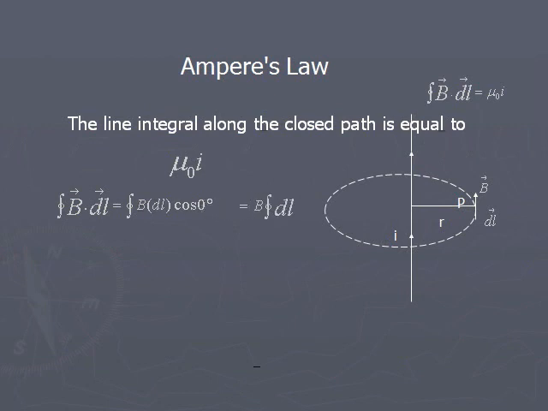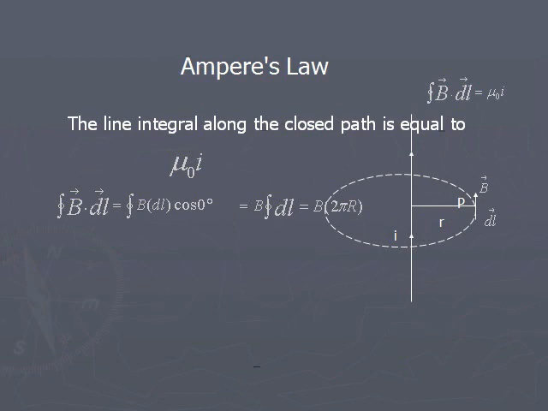So the integral of B bar dot dl bar is equal to the integral of B dl cos 0, because dl bar and B bar will be along the same direction. B bar is tangential to dl bar, and dl bar will be almost tangential at a point, hence the angle between them is 0. So B dl cos 0 is equal to B dl. But B is a constant. At the same distance, the magnetic field induction value will be the same from the conductor.